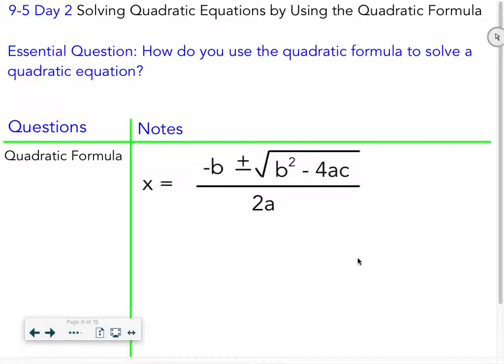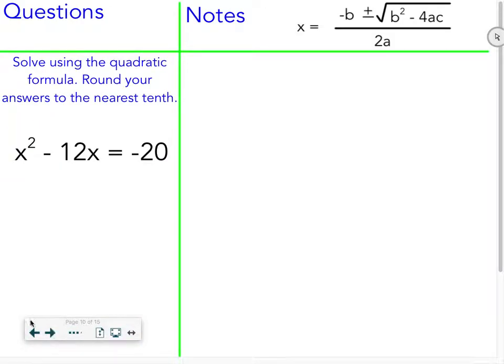And our equation is x equals negative b plus or minus the square root of b squared minus 4ac over 2a. All right, solve using the quadratic formula. Round your answers to the nearest tenth.